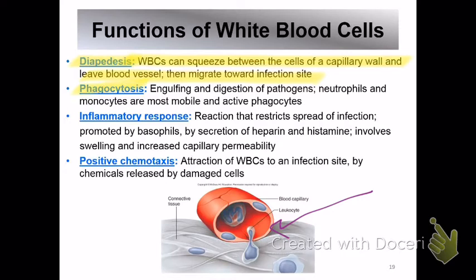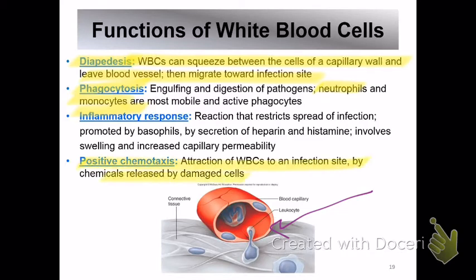Phagocytosis is the engulfing. Think about it like Pac-Man. Engulfing and digestion of pathogens. Neutrophils and monocytes are the most important ones. Neutrophils, that's the first ones. Remember, monocytes become macrophages, and they're really important. Okay, inflammation, that would be where the reaction restricts the spread. So like the capillaries, the arteries and veins, they would close up so that the infection would stay in that one spot. So swelling, so inflammation or swelling.